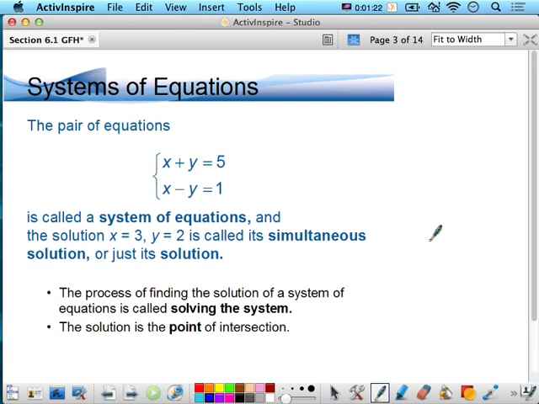The process of finding the solution of a system of equations is just called solving the system. However, sometimes you may hear it said as we want to find the point of intersection. In that case, it's important to remember that you're looking at two lines, and we're looking for the ordered pair where the lines would intersect on a graph.